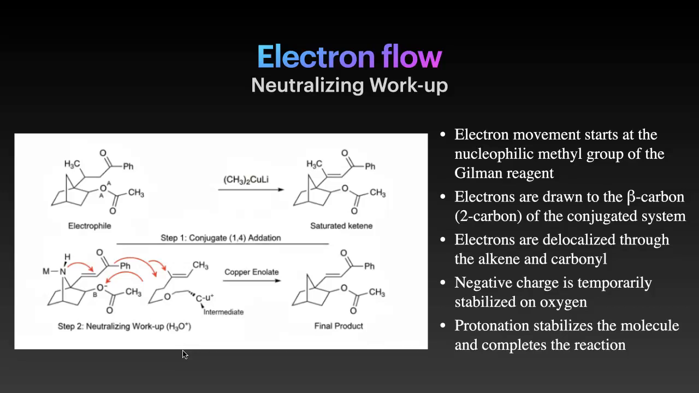Electron movement starts at the nucleophilic methyl group of the Gilman reagent. The electrons are drawn toward the β-carbon of the conjugated system. The electrons are then delocalized through the alkene and carbonyl, which helps stabilize the intermediate by spreading out the negative charge onto oxygen. During the aqueous workup, protonation stabilizes the molecule and completes this reaction.